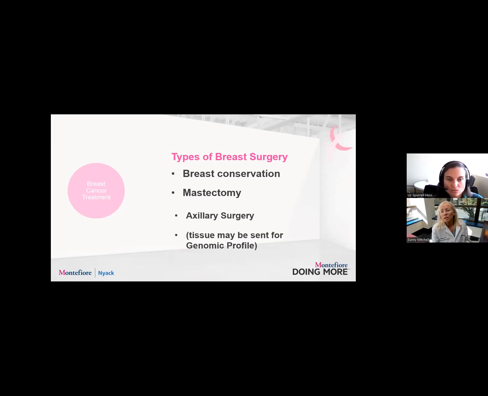Breast surgery, in general, has two options. One is what's called breast conservation, or a lumpectomy, or a partial mastectomy. All of these are the same thing. It means removing the breast cancer from the breast and leaving the rest of the breast in place. Then we also have the option of a mastectomy, which is removing all of the breast tissue from under the skin.